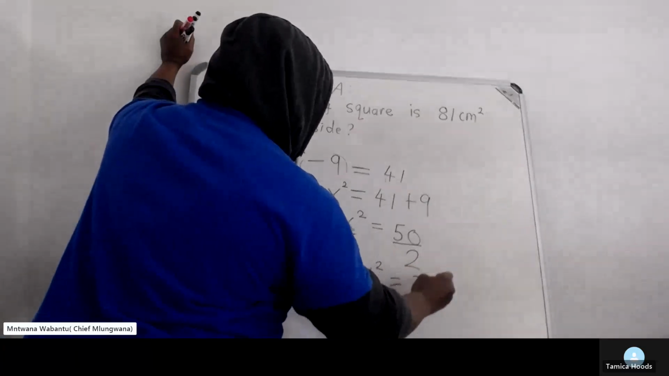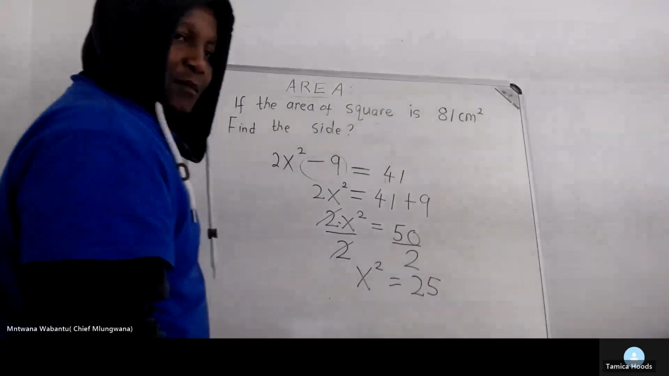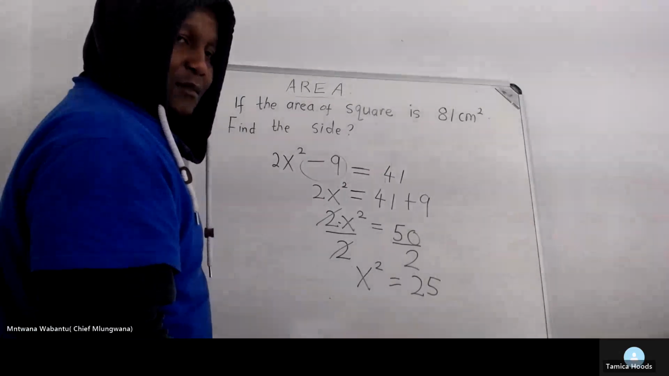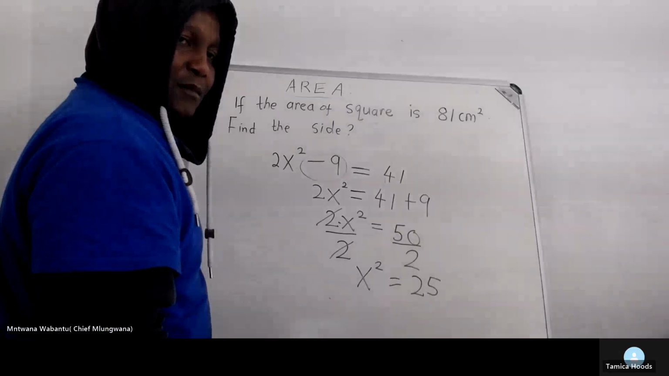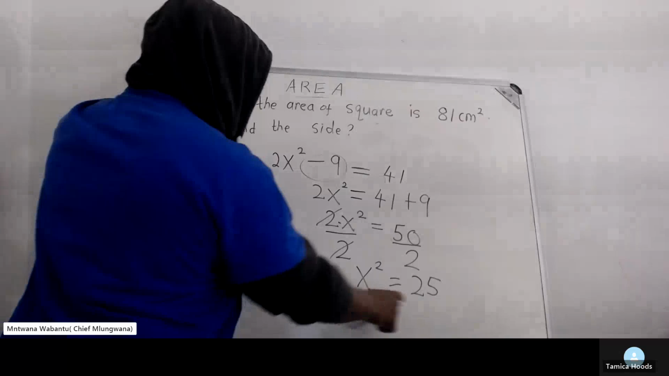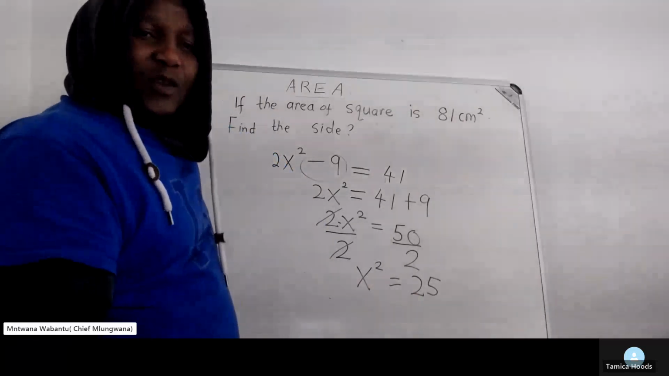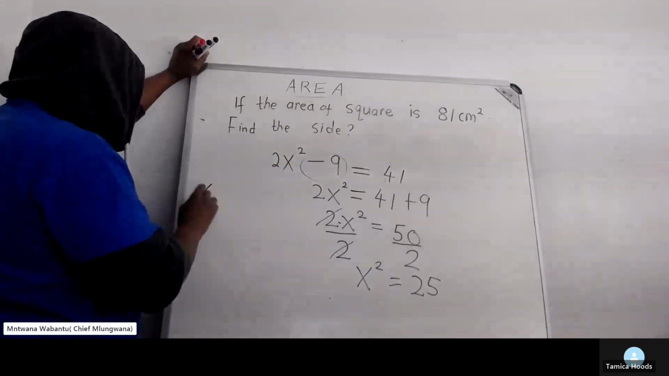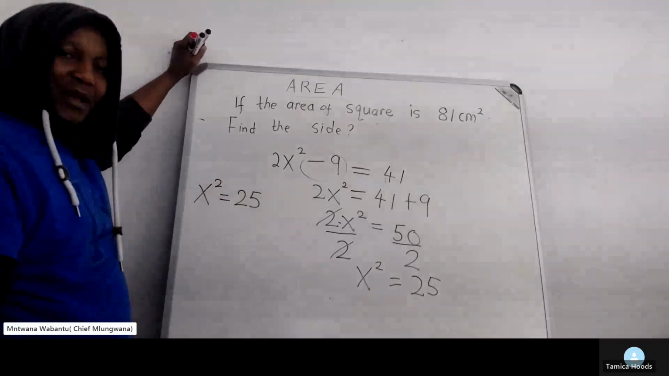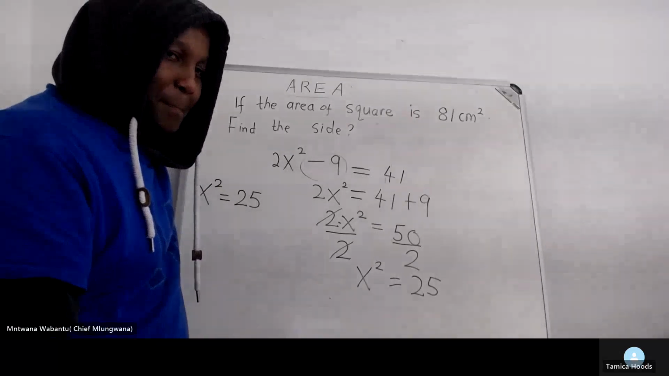And then what's the next step? The next step would be... X squared equals 25. Come on. X squared equals 25. Really? X squared equals 25. How do we do this? I can't remember. Can you please remind me?